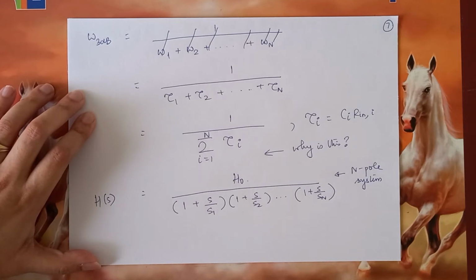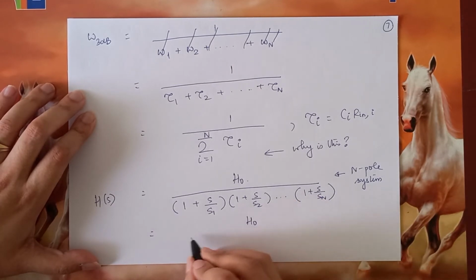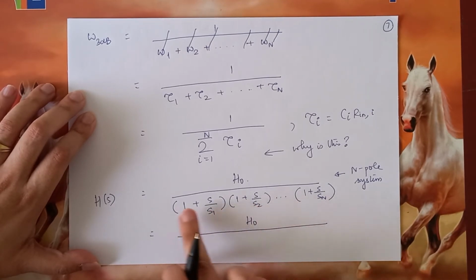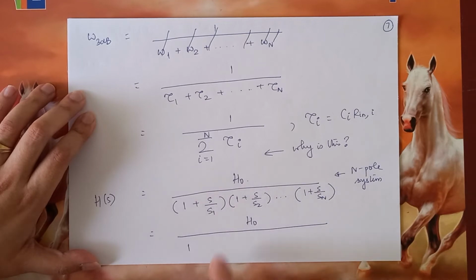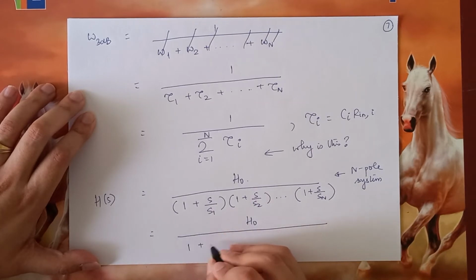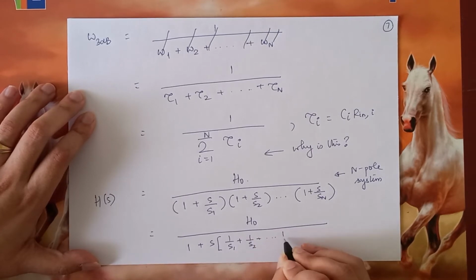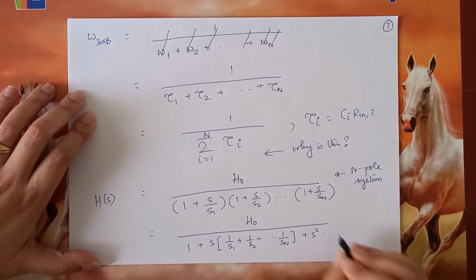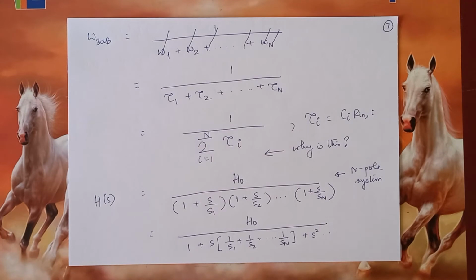So therefore, if I were to now open this bracket in the denominator, what would I see? Let us say I keep the numerator as H0. So the first term will be a product of all the ones, which is 1. Then there will come a term, the first order term, where the S will be common, and over there it will be an addition of all the coefficients, that is 1 by S1 until 1 by Sn. Then we will have the higher order terms, which for the time being we are not concerned about.